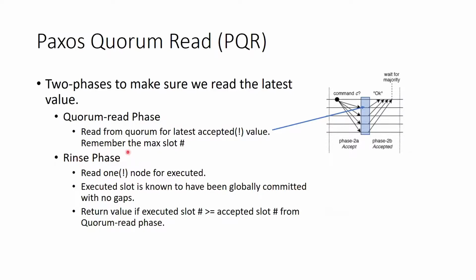So once the client has received the slot number, all the client needs to do is read any single follower, just one follower, to see if this particular slot, or some future slot greater than the one that we observed in the quorum read phase, has been executed. Right. So if it has been executed, it means that we have successfully delayed the read operation up to the point that it can now read the proper value and be linearizable.